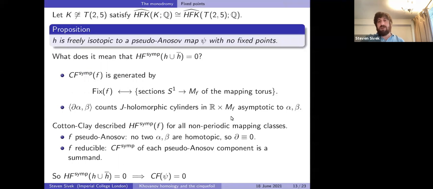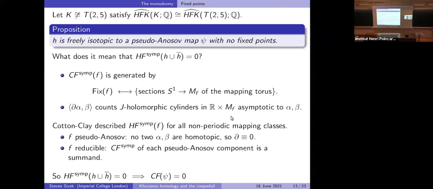And since it vanishes, sorry? I'm a bit confused. Yep. If you are reducible, you have this curve which is fixed.